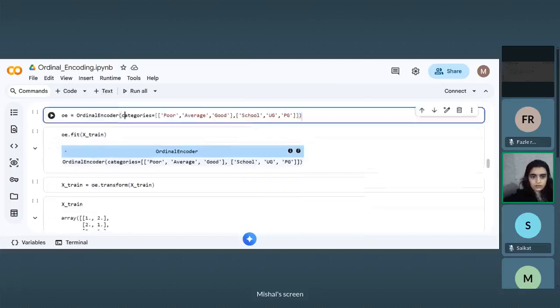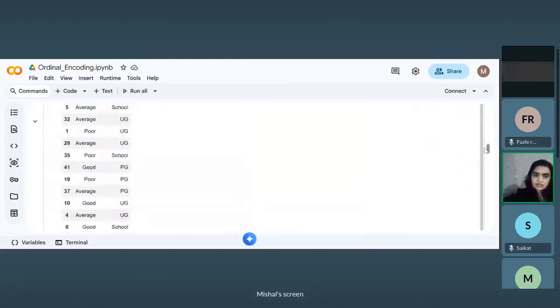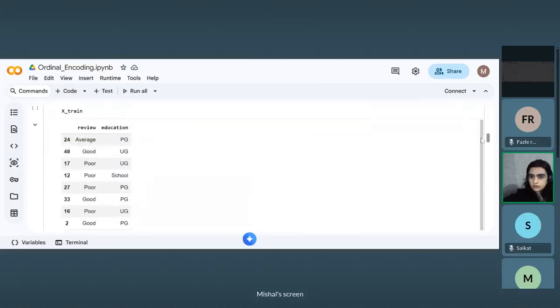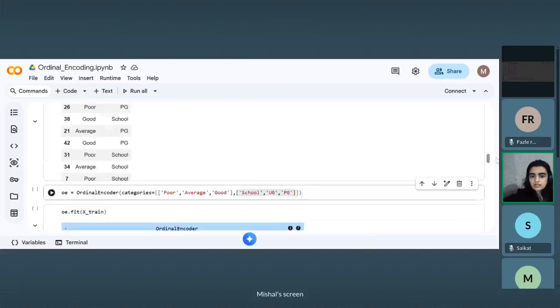So here we are considering categories: poor, average, good, and school, UG, PG. How many categories or lists we have, we will mention it there. In both of these we need to apply ordinal encoding, not nominal or one hot encoding. So we will create a separate list for them.